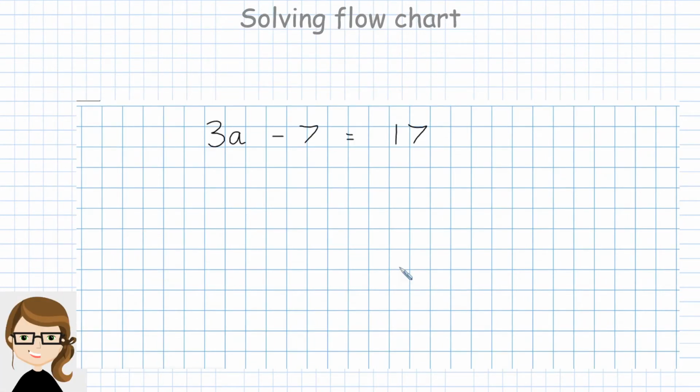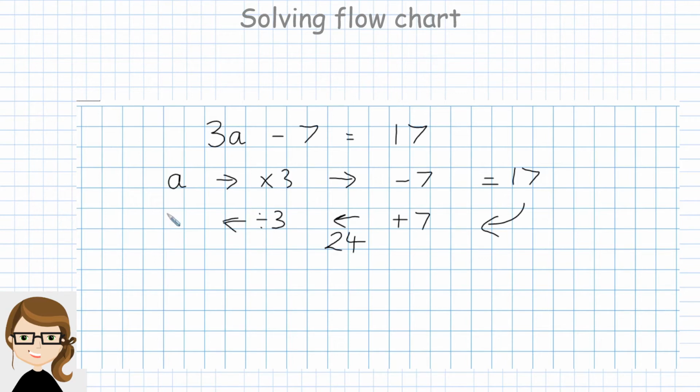So there's another very similar problem here. We've got the equation 3a minus 7 equals 17. So we started with a, we multiplied by 3, and then we took away 7, giving us the answer of 17. We're going to use the inverse. 17 plus 7, and then we're going to be dividing by 3. So 17 plus 7 is 24. Divide by 3 gives me 8. So I can check that by doing 8 times 3 gives me 24, subtract 7, sorry, gives me 17.